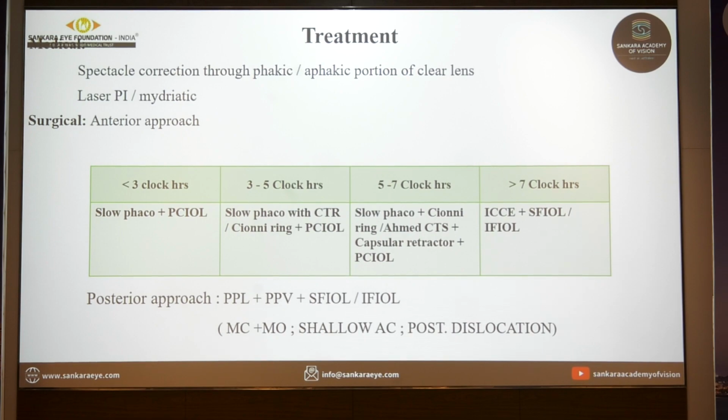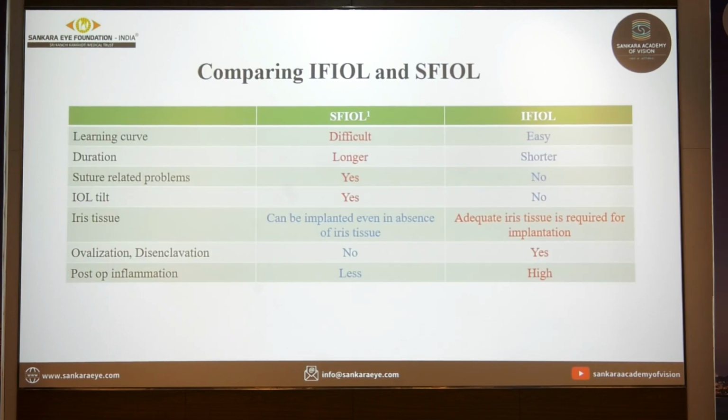Laser PI can be done associated with shallow AC and good vision and no symptoms. Mydriatic if the lens is dislocated anteriorly. Depending on the zonules, how much it is weakened, we can think of CTR, Cionni ring, and iMED segments, and also capsular retractors, and then think of, along with anterior vitrectomy, scleral fixated or iris fixated. But in case the eyes are having microcornea and microphthalmos with shallow AC and posterior dislocation, better the vitreoretinal surgeon takes over.